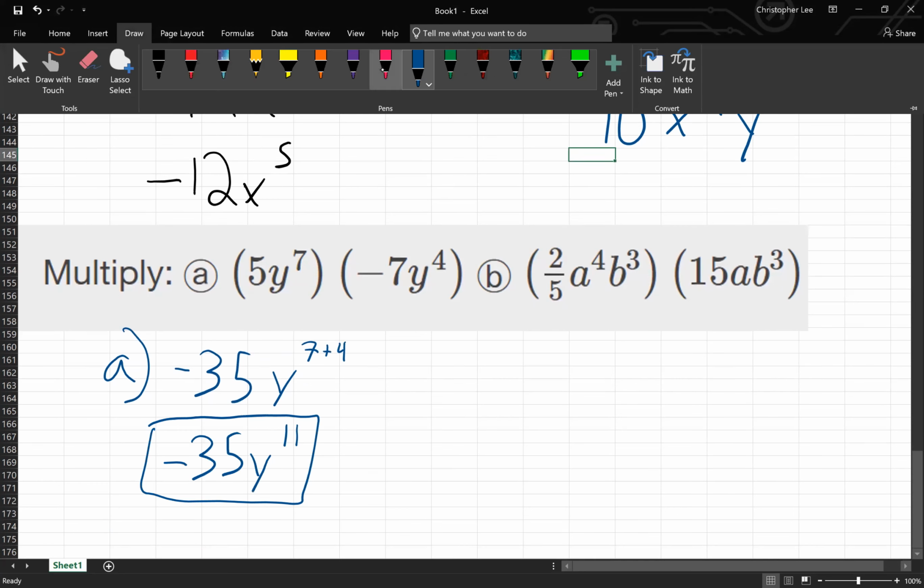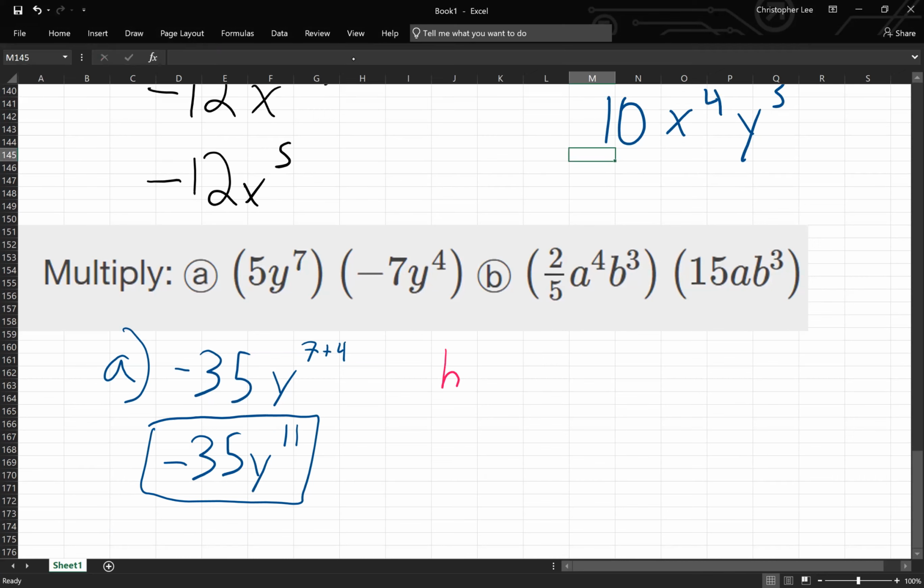All right, so I'm going to look at B now. I have 2 over 5 a to the 4th power b to the 3rd times 15 times a times b to the 3rd. Now again, numbers with numbers, variables with variables. So I have 2 over 5 times 15 over 1. We're going to multiply these. Now 5 goes into 5 once, 5 goes into 15 3 times. 2 times 3, what's that? 6.